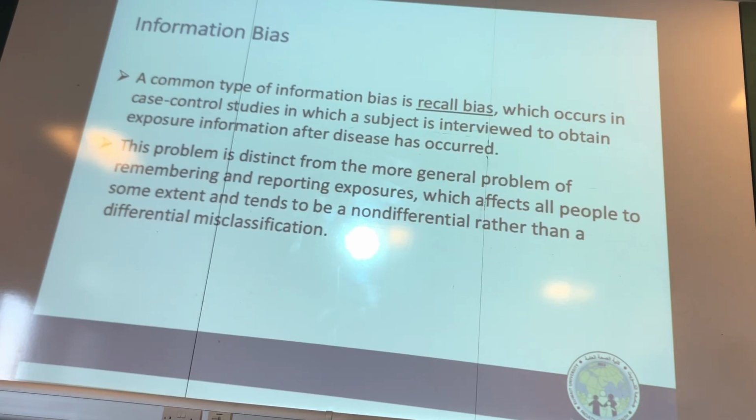Now, what is the most important misclassification? Recall bias. Yes, exactly. Recall bias occurs in a case-control study in which the subjects are interviewed to obtain exposure information after the disease has occurred. Cases will tend to recall exposure more than non-cases. For example, a mother who had a malformed child is a case, and another mother had a healthy child. The mother who had the malformed child will always worry, always be under pressure, and will always recall. The mother who had a healthy child will not remember past exposure.